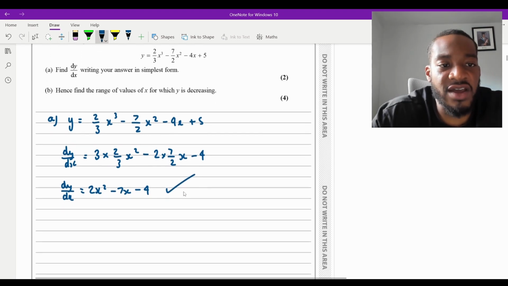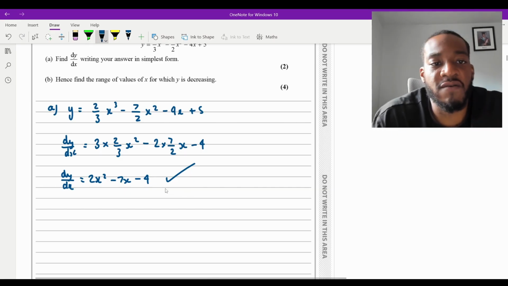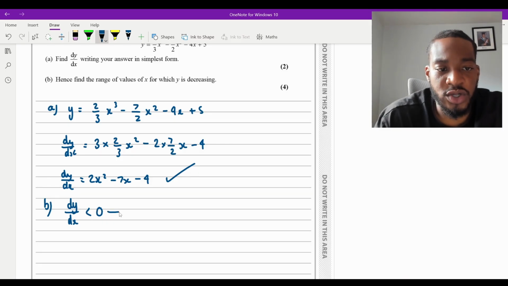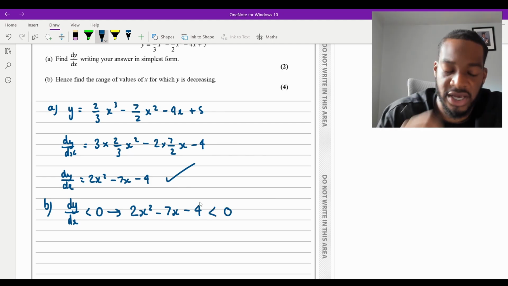Part B says, hence find the range of values of x for which y is decreasing, for 4 marks. Okay. So remember, when your function is decreasing, it means that your gradient is negative. So all you're going to do here is say that dy dx, your gradient function, has to be less than 0 for your function to be decreasing. So we set our expression for dy dx, 2x squared minus 7x minus 4, less than 0 and solve this quadratic inequality.